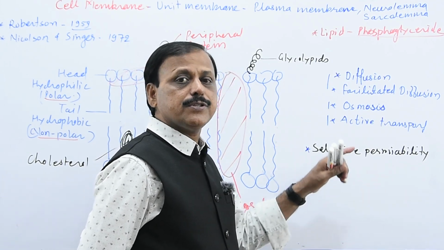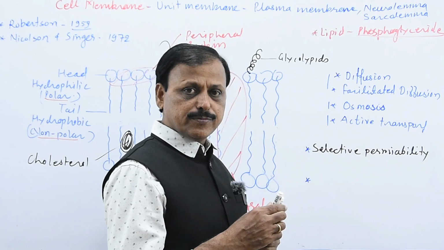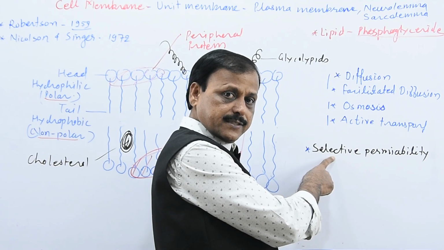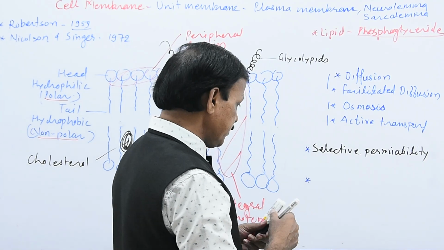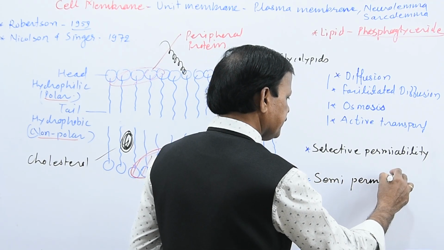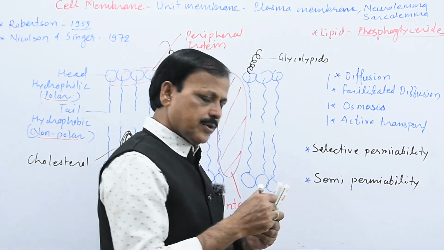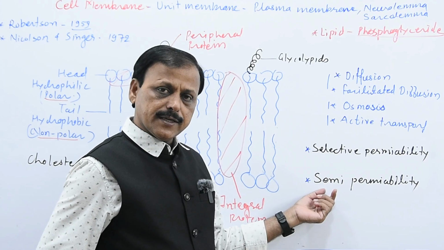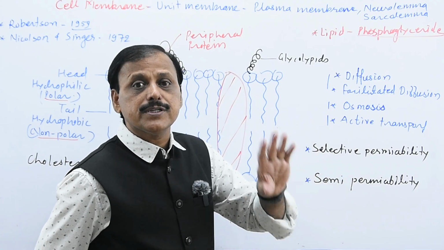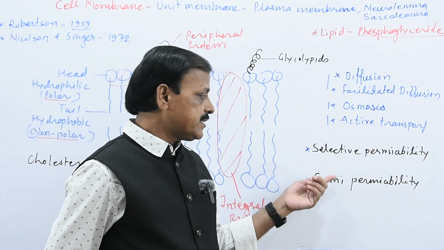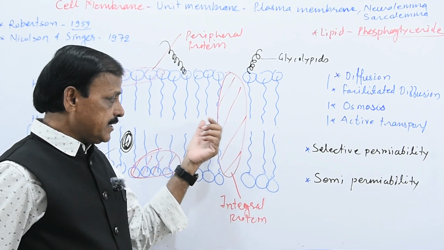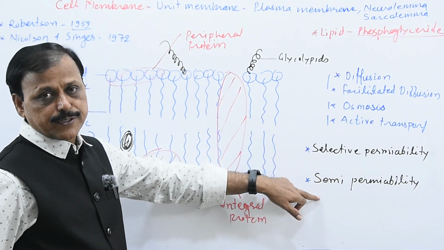Semi-permeability is according to the concentration. So it depends upon the concentration of that molecule. Here it depends upon the requirement of those ions, and here it depends upon the concentration of the molecule. So semi-permeability. So content and components are selectively permeable inside and outside, with semi-permeability according to the concentration present within. Therefore, these two characteristics make the cell membrane a living membrane. So the cell membrane is a living membrane because of these two properties.